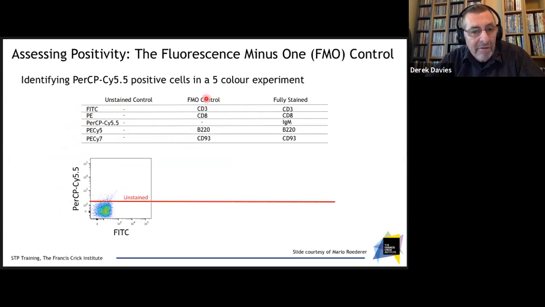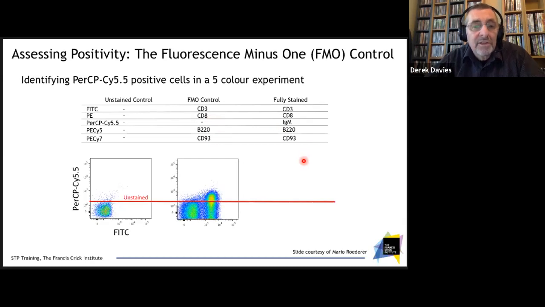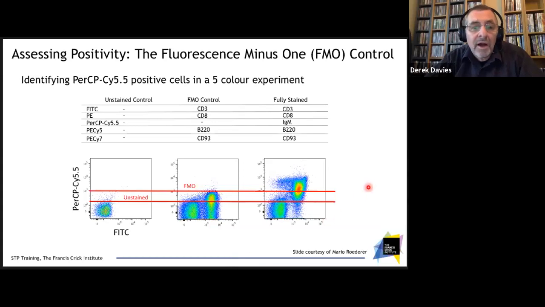So this is my correct control, my FMO. It contains the FITC, the PE, the PE-Psi 5, and the PE-Psi 7 markers, but not the Percy-Psi 5.5. This is correctly compensated, and now I see this data spread here, which is being revealed by our compensation. But now it tells me that actually my background and my cutoff for positivity is here. So remember, this sample does not have any Percy-Psi 5.5 in it. So this isn't Percy-Psi 5.5 positive. It's simply photons from the other fluorochromes ending up in that channel. So now when I run my fully stained sample, all I can really say is that these cells above this red line are positive for Percy-Psi 5.5. I can't say that about these.